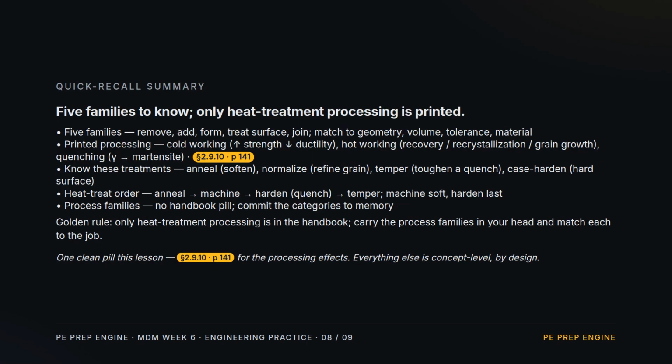Quick recall. 5 manufacturing families. Remove, add, form, treat surface, join. Match to geometry, volume, and tolerance. The handbook prints only the processing effects, cold and hot working, and quenching to martensite. The named treatments, anneal, normalize, temper, case harden, are concepts to know. The heat treat order is anneal, machine, harden, temper. Machine soft, harden last. Golden rule, only heat treatment processing is in the handbook. Carry the rest in your head.